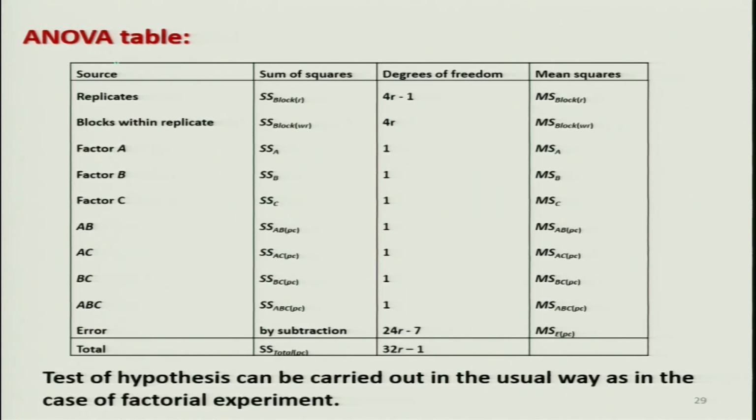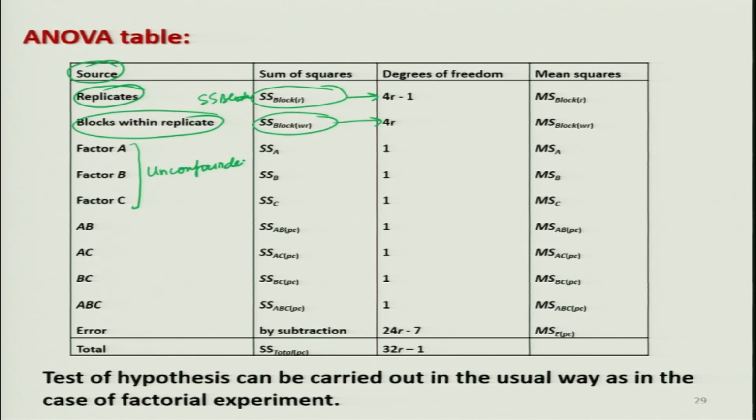So, now I can combine all these things in this ANOVA table, analysis of variance table. You can see here what the sources are: due to replicates, due to the blocks within the replicates, and corresponding to which we have the sum of squares due to block. But now sum of square due to block is also divided into two components, sum of square due to replicates and sum of square due to block within replicates, and each of them carries degrees of freedom 4r minus 1 and 4r respectively, right.